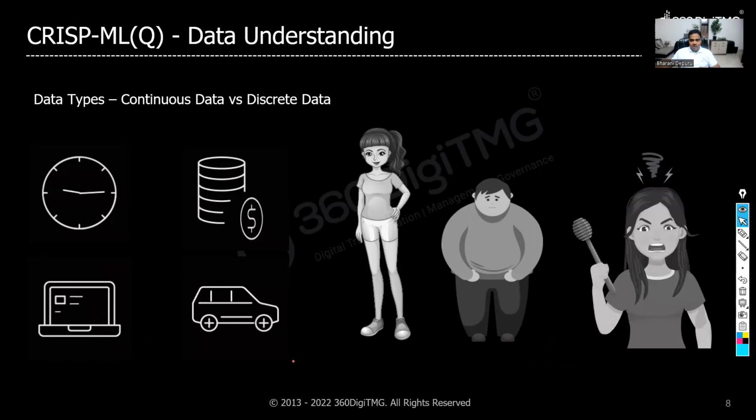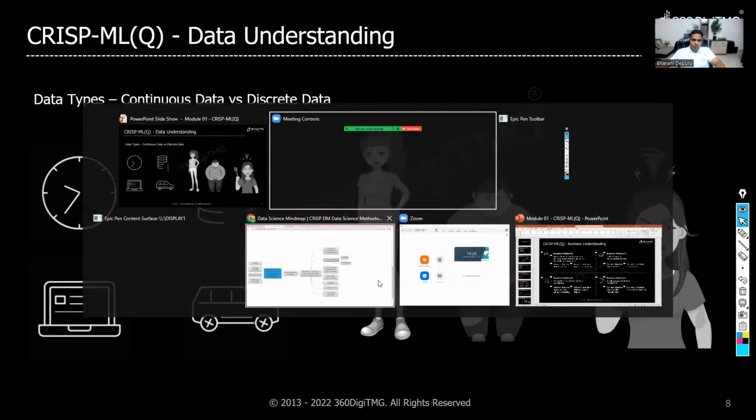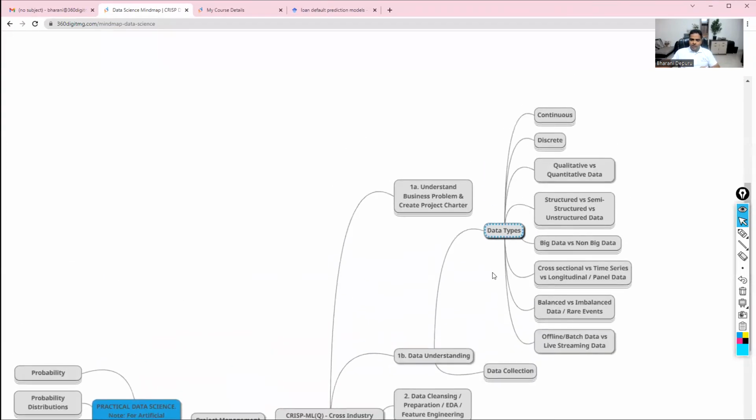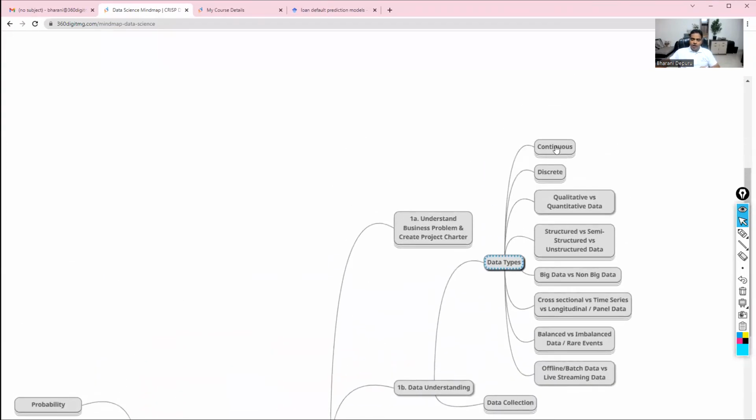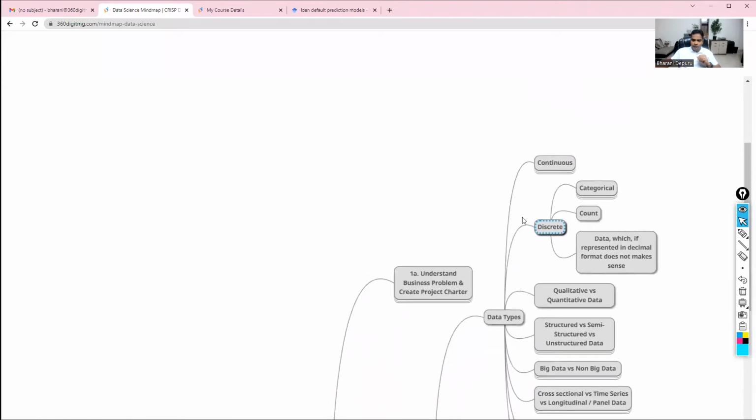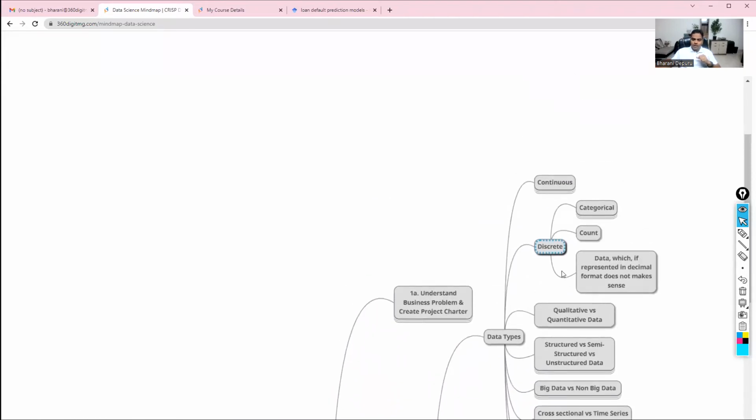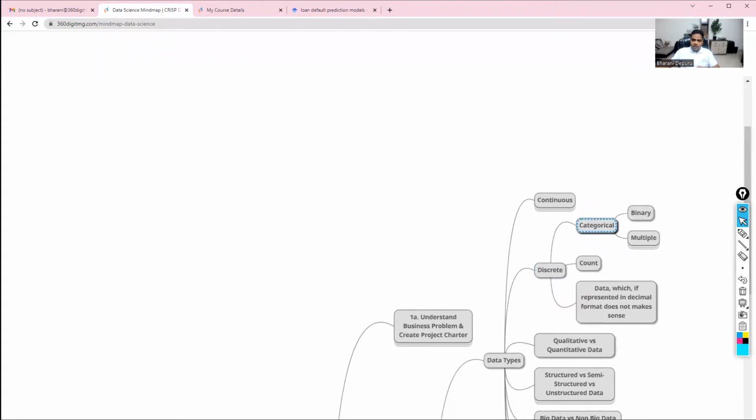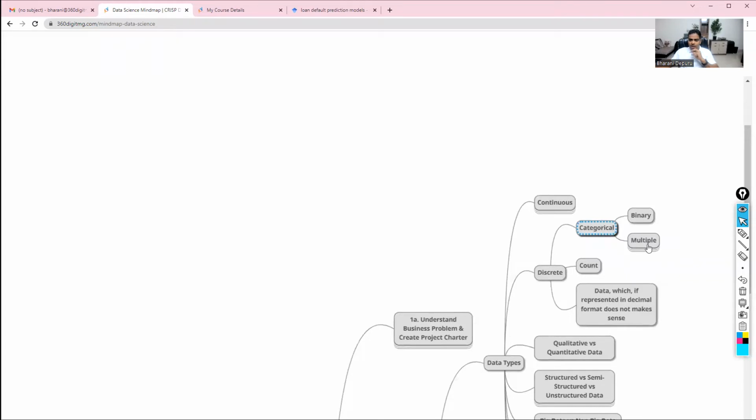While this is the key that you need to understand, let me go to the mind map once again. When it comes to data types, we have continuous data and discrete data. Within discrete data, you have categorical data as well as count data. Within categorical data, we have binary data and multiple data. Let's spend some time and try to understand a few more things here.